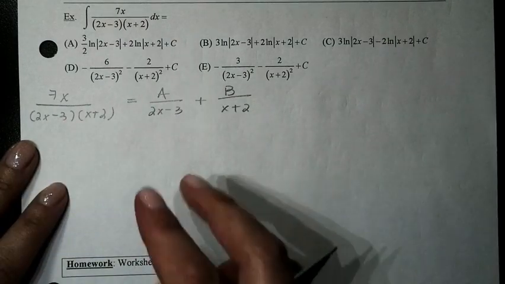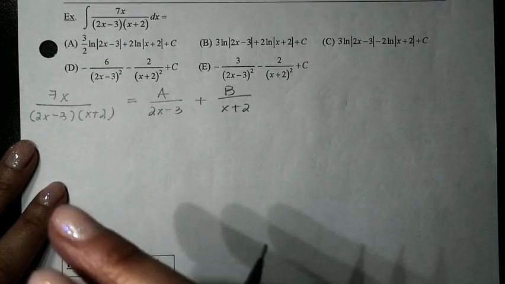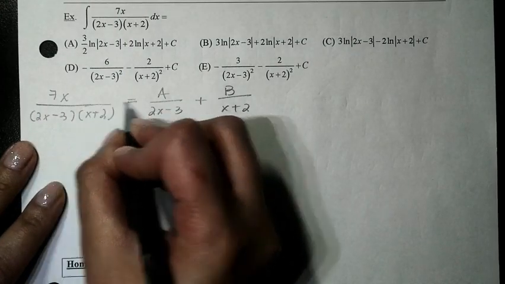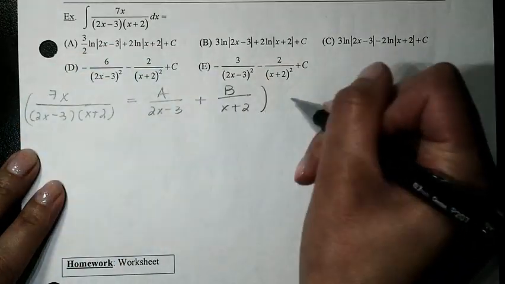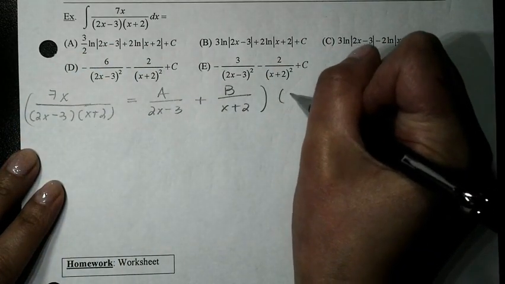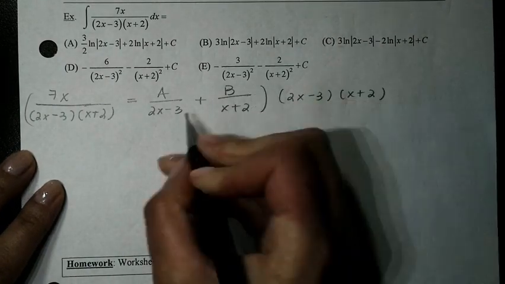You are going to have the a and b flipped, but the result is going to be the same. So don't worry, as long as you're consistent, you are fine. Okay, so now what are you going to do here? We are going to multiply both sides times the two factors, 2x minus 3 times x plus 2. Okay, so what do you have here?